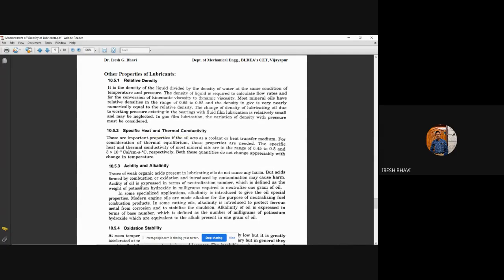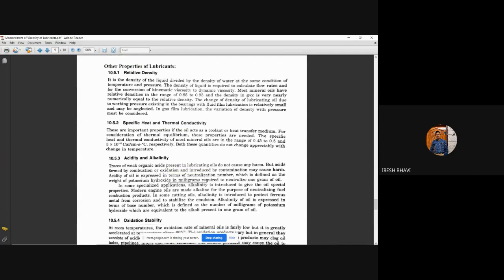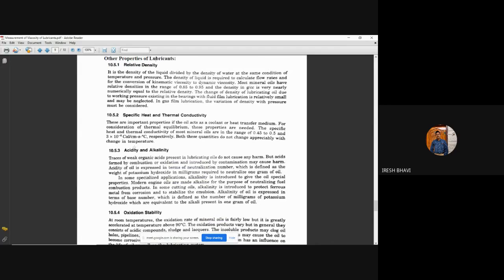Okay. Then acidity and alkalinity. The lubricating oil used should not be acidic in nature. Otherwise, what happens? Whatever lubricating oil we are using will come in contact with the parts of the engine, and it will corrode the parts of the engine, because you know that acid is highly corrosive in nature. When acid comes in contact with any metal part, it will corrode that metal part. So corrosion occurs and it will destroy that metal part.